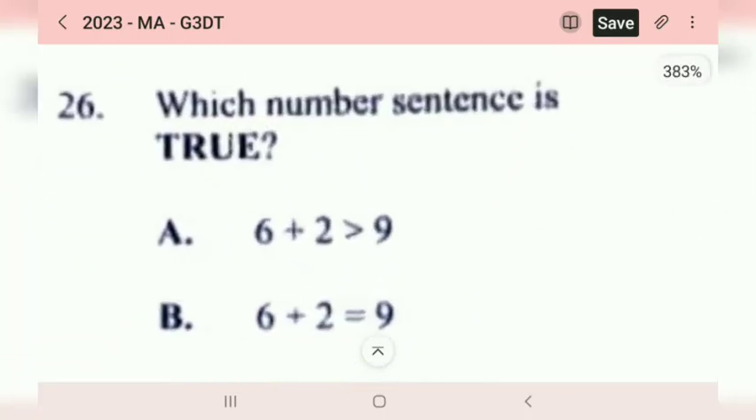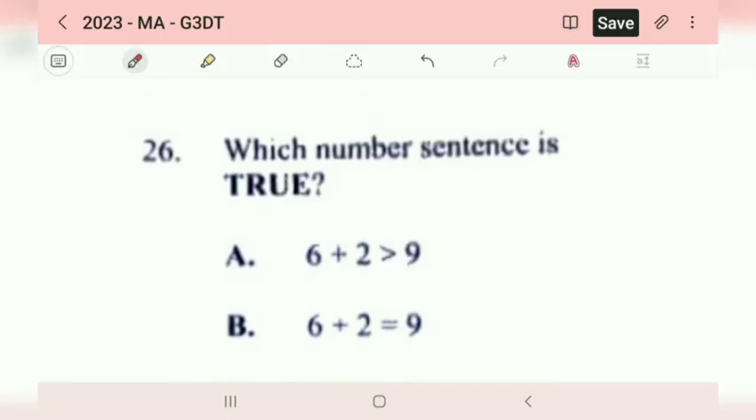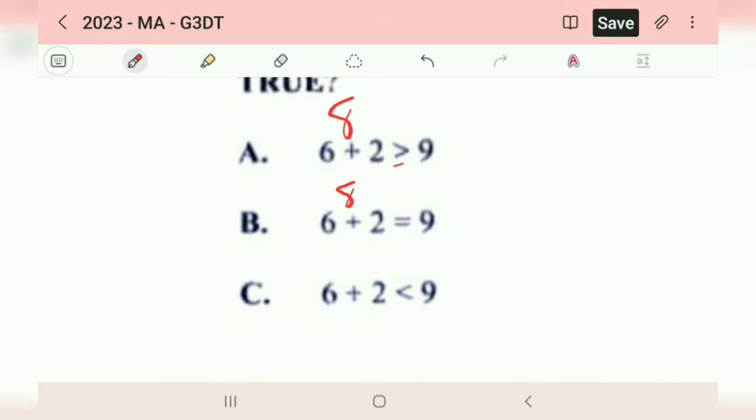Which number sentence is true? A says 6 plus 2 is greater than 9. What is 6 plus 2? 8. Is 8 more than 9? No. B says 6 plus 2, which is 8, is equal to 9. Is 8 9? No. So we've done the elimination, which is to say which is not, so we don't need to continue. Oh, C, 8 is less than 9.